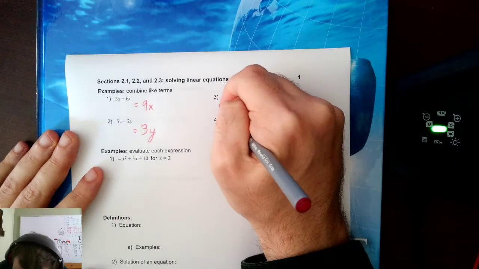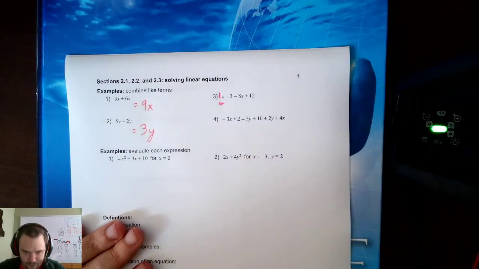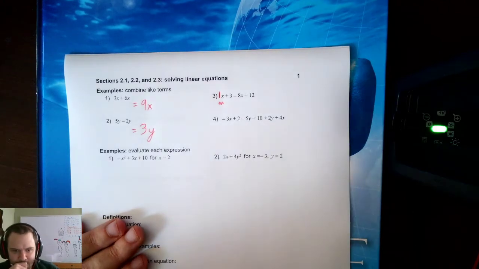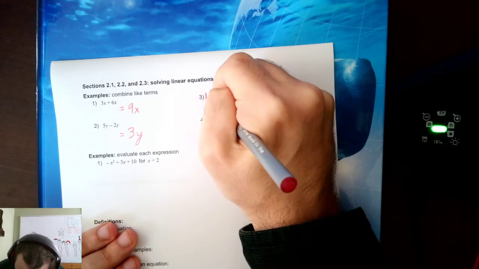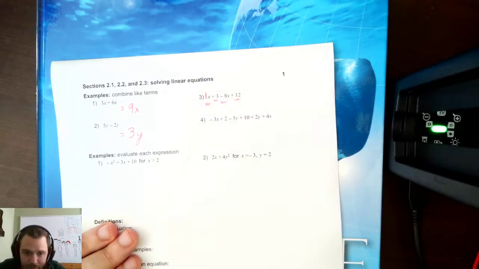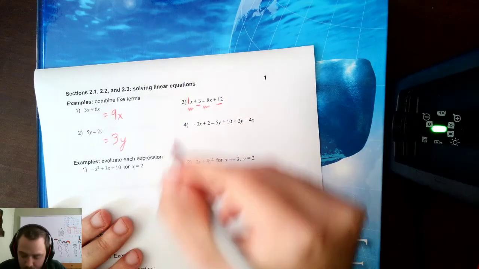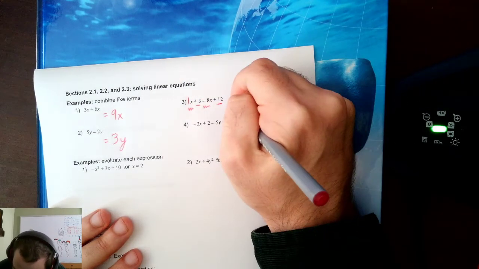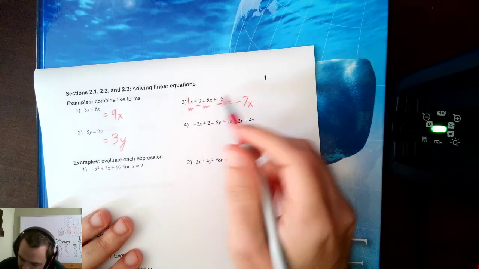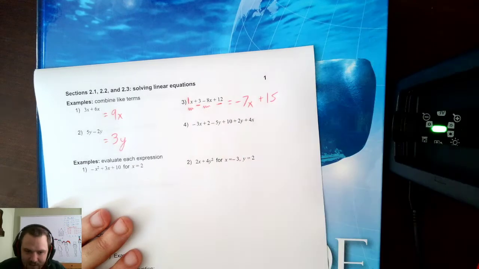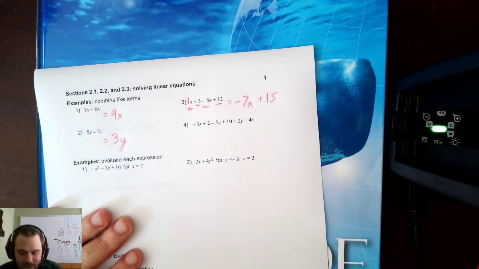In my third example, I've got an x here, which I can put a 1 in front of, right? Anytime you don't write the number, you can put a 1 in front of it. And I have a minus 8x, and then I have a 3 and a 12. So I identified my like terms, and now I'm going to use those. 1x minus 8x is going to give me negative 7x. And then positive 3 and positive 12 will be plus 15, right? So when I combine my like terms, I get negative 7x plus 15.